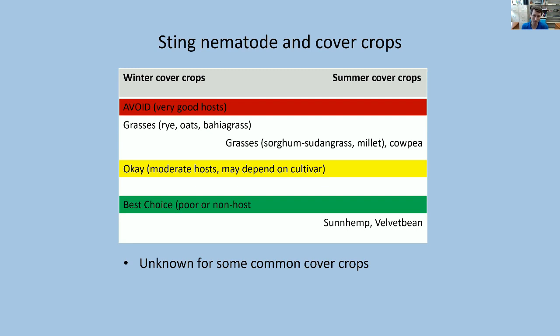If you have a rotation that's heavy on grasses, such as a situation where you're getting into corn monoculture, it's going to really increase your sting nematode populations. And if you're able to break up that grass monoculture with your cover crops, it's likely to help with managing this particular nematode.